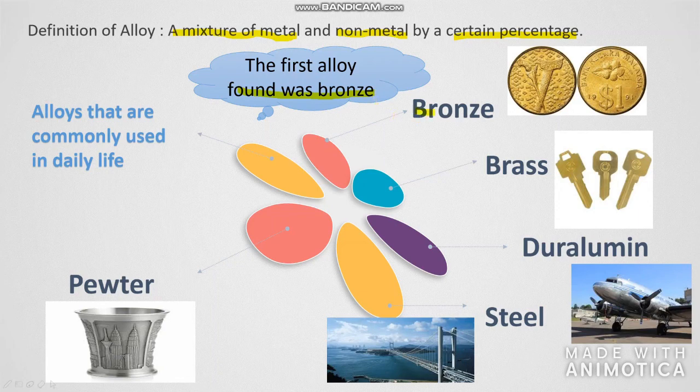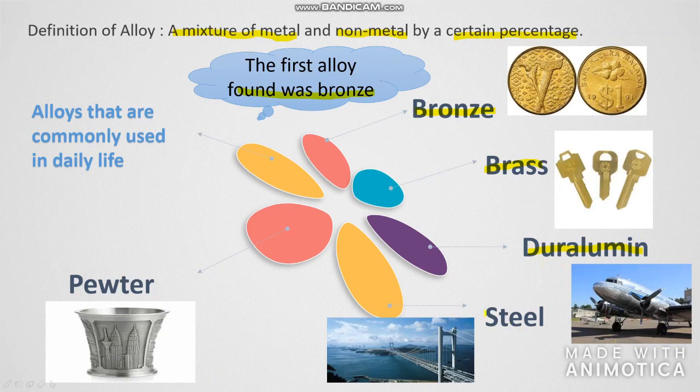The first one is bronze, iaitu gangsa, biasanya digunakan untuk membuat siling ataupun piala gangsa. The second one is brass. Brass is usually used to make musical instrument ataupun kunci. Next, duralumin. Duralumin, the major component is aluminium. Ingat, major metal dalam duralumin ialah aluminium. Disebabkan ia sangat ringan, ia digunakan untuk membuat badan kapal terbang.